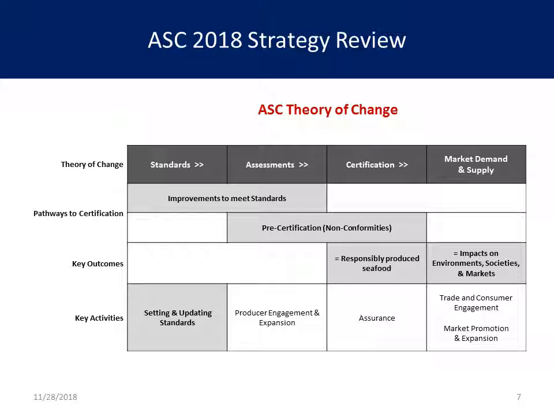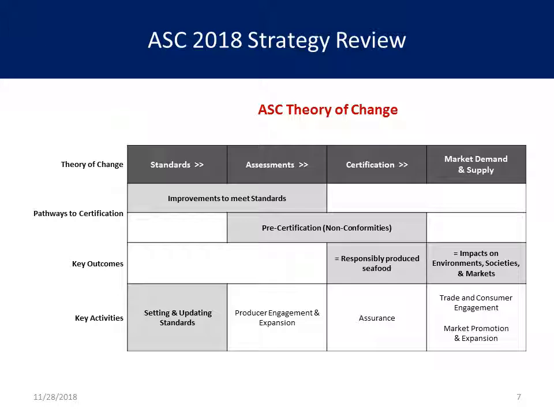When I look at the theory of change and think of key outcomes, it looks like when certification has been awarded, then those that are certified are responsibly producing seafood. That's one key outcome. And then when market demand and supply happens for that responsibly produced seafood, there are impacts on environment, societies, and markets.